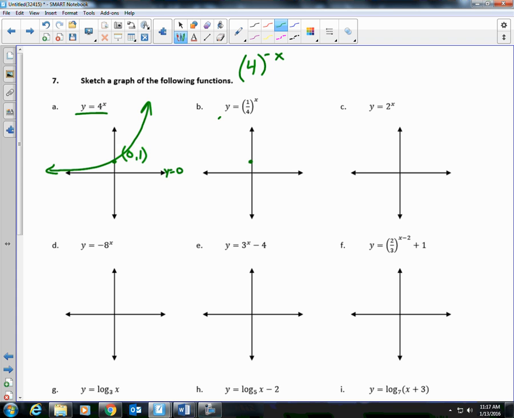So as you can see, it starts up here and goes like that. If you have a number that's less than 1, then that's going to be the graph. Again, it goes through 0, 1, and it has a y equals 0 asymptote.